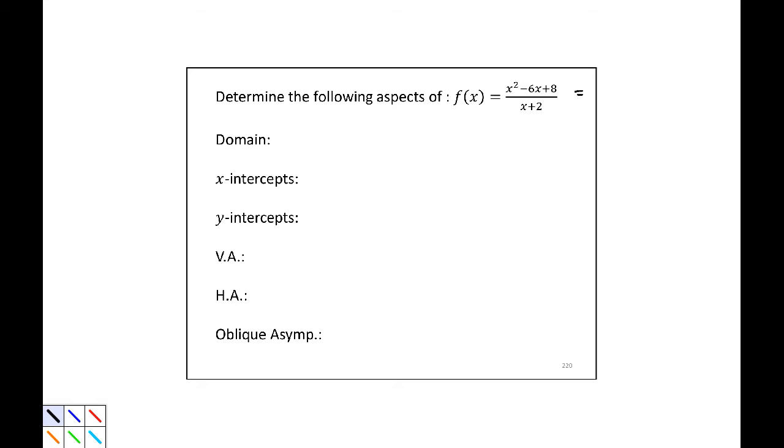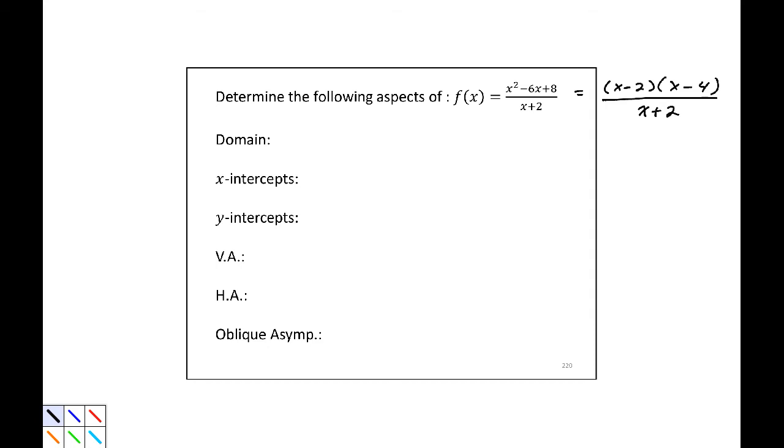The numerator is x squared minus 6x plus 8, which should factor as x minus 2 times the factor x minus 4, and all that is divided by x plus 2. All right, that'll tell us a few things. So the denominator will be 0 if x is equal to negative 2.